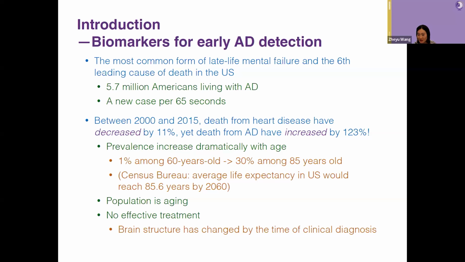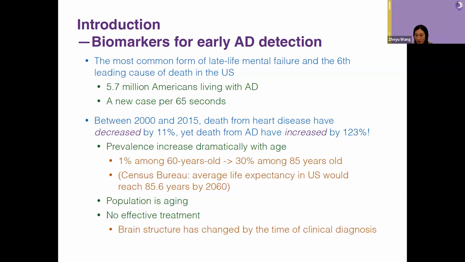And compared to all other diseases whose incidence and prevalence have decreased because of therapeutic advancement, the prevalence for AD and deaths from AD has increased more than 100%. And one of the issues is that AD prevalence increases dramatically with age, and now we have an aging population.